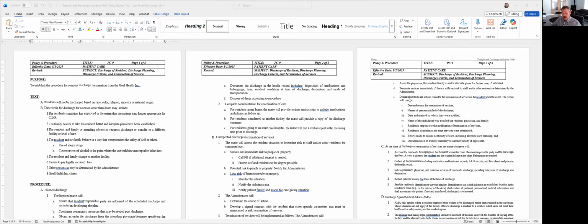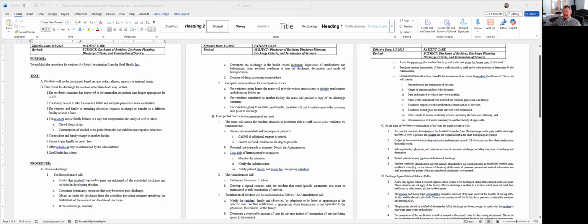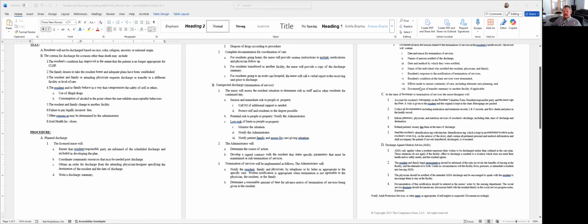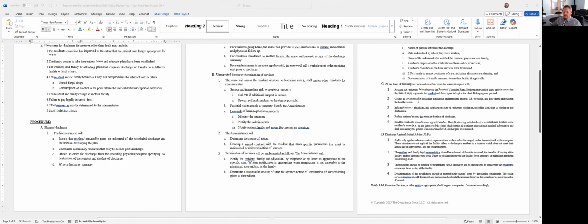Well, our expectation is that the nursing will also do a lot of this documentation as well, which is the date and reason for termination of services, the name of the persons notified, date and method by which they are notified, resident's response, resident's condition, and then efforts made for continuity of care. Obviously, lots of documentation. We talk about the time of discharge or termination, about what we're going to do.